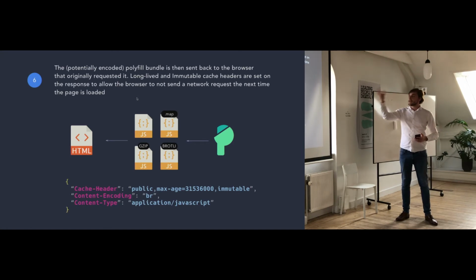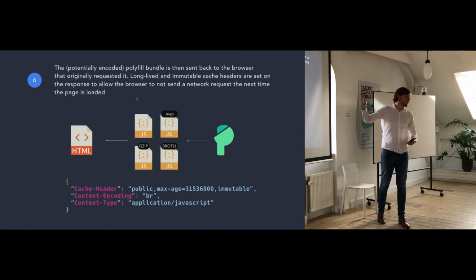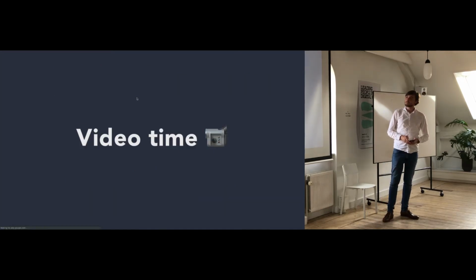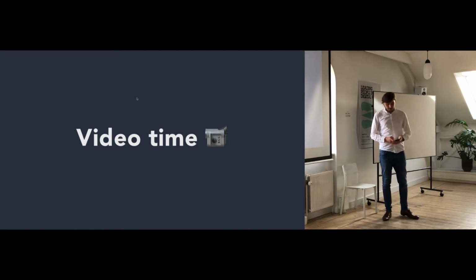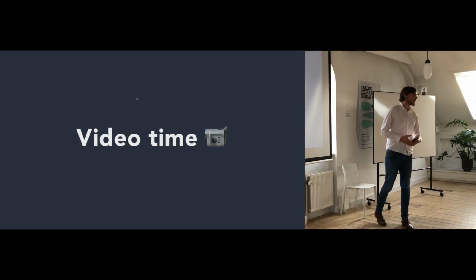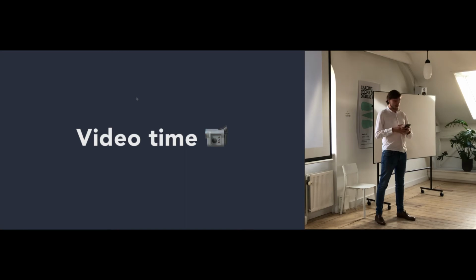And it will be sent back in gzip, or Brotli encoded version, if the browser supports it, and it will have immutable cache headers on it. So rest assured, performance is still pretty awesome. So I'd like to show you a comparison of using Polyfiller on the one hand, and then using a more traditional approach of importing, let's say, core.js on the other hand.